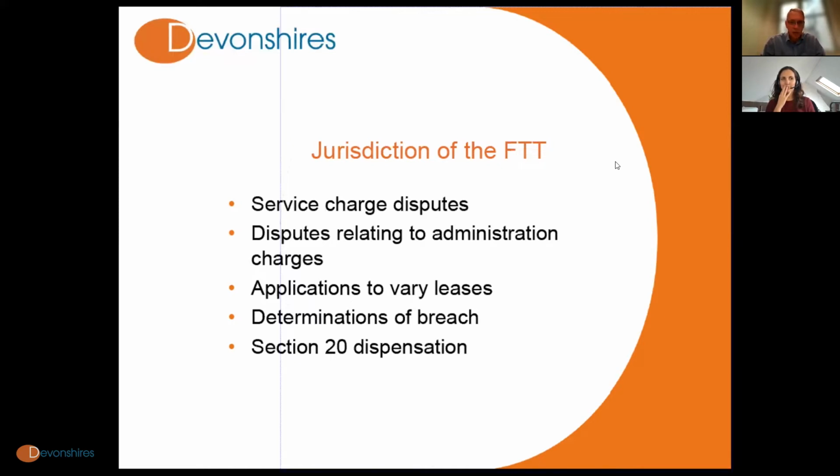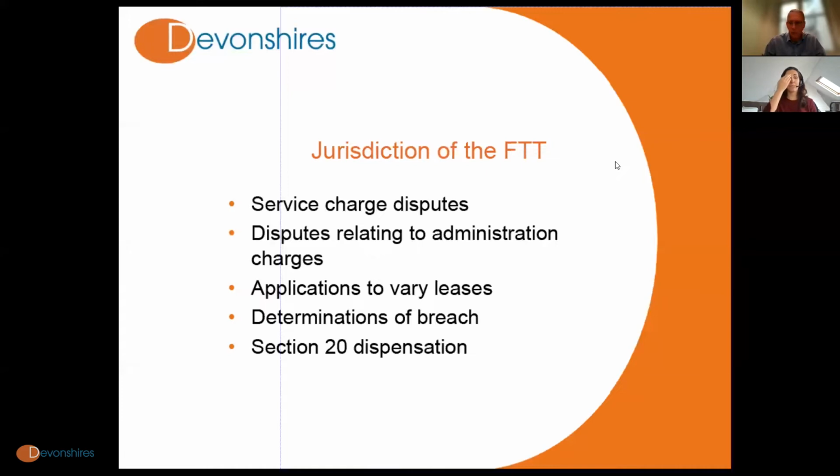And the tribunals can also deal with Section 20 consultation dispensation applications. So those of you who deal with Section 20 consultation processes with residents will know that it can sometimes be difficult to get it right, or there's certain circumstances in which it can be difficult to actually meet the consultation process and meet the timescales. And you might need to apply to the First-tier Tribunal for dispensation from the Section 20 process in order to enable you to recover service charges over and above the statutory cap.